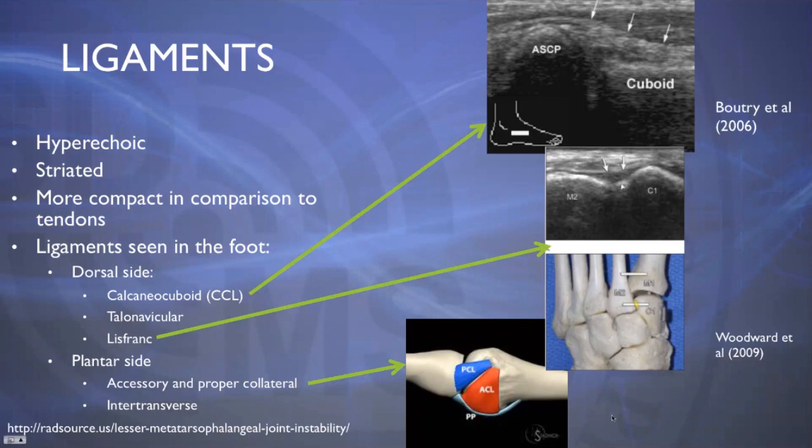On the plantar side, we can see the accessory and proper collateral and the intermetatarsal transverse ligaments, and this is just showing you here a diagram of where those ligaments are located.